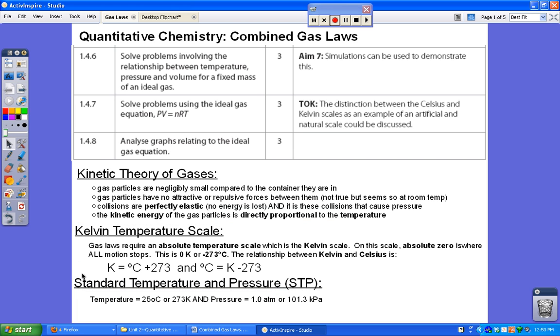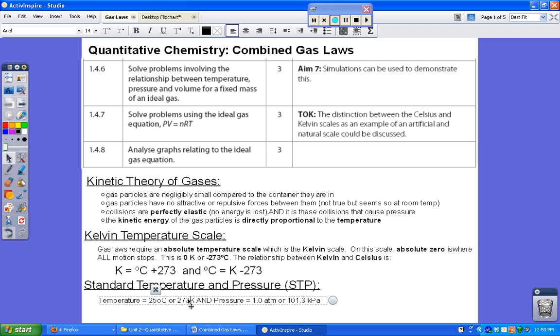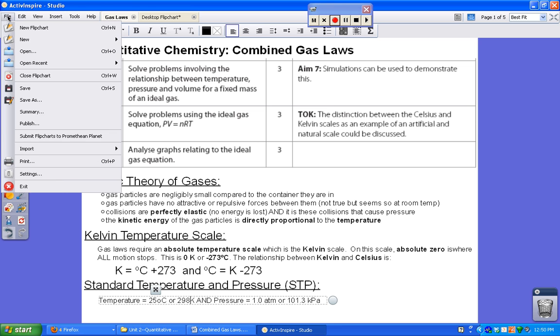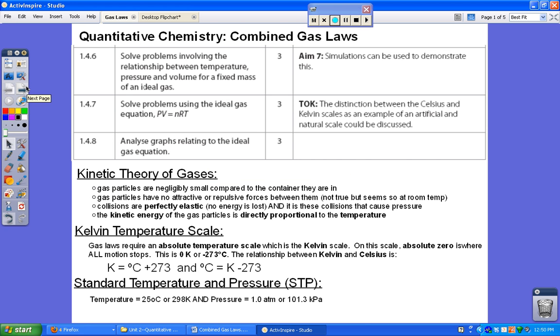Finally, when we are working problems, we're going to run across the phrase STP, standard temperature and pressure. The standard temperature is 25 degrees Celsius or not 273 K, but 298 K. And standard pressure is 1 atmosphere or 101.3 kilopascals. These can be found in the front of your data book.